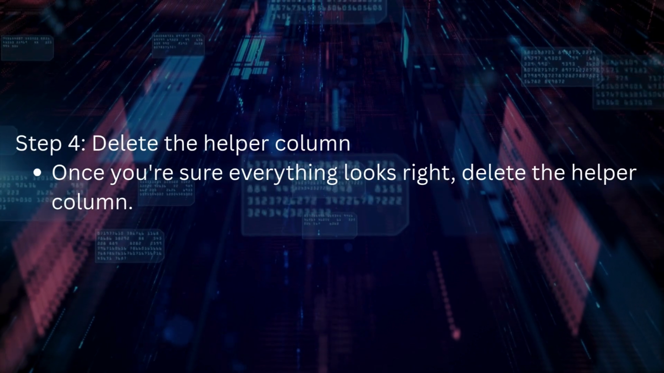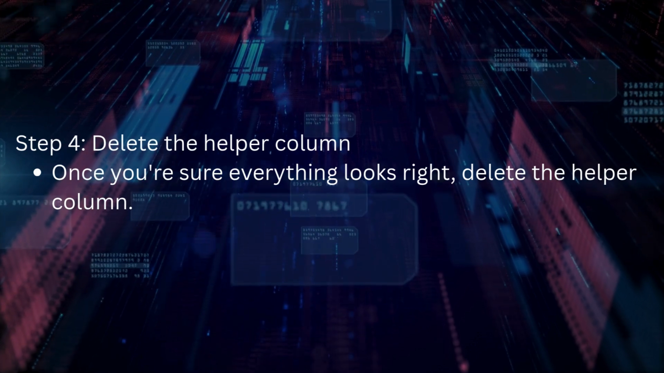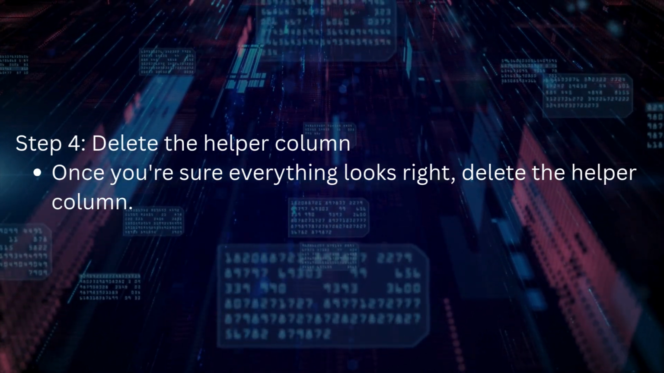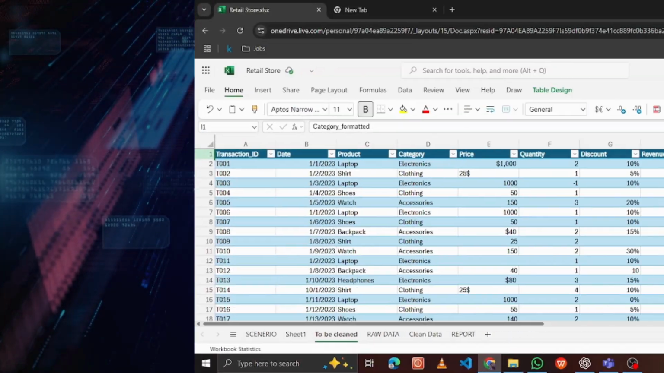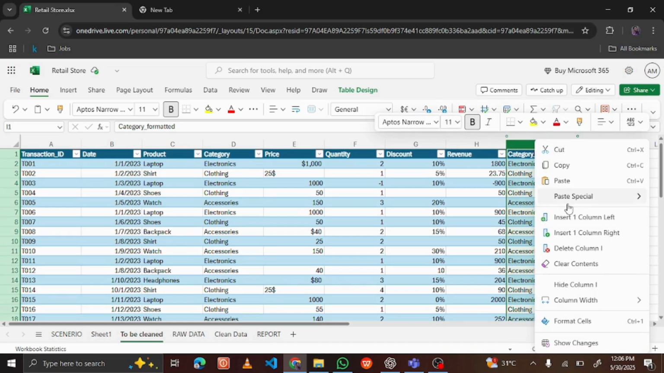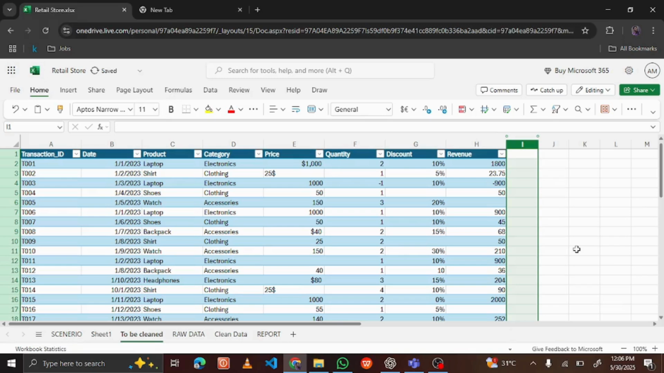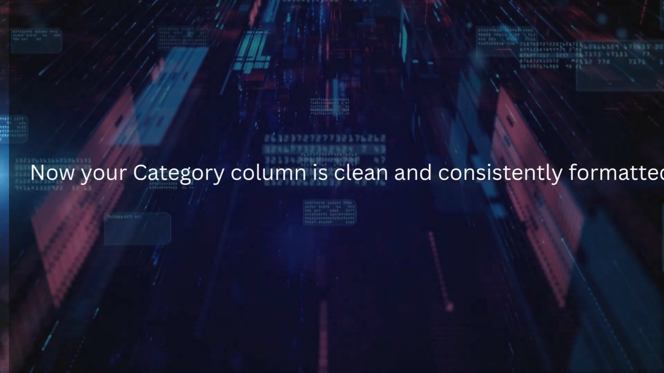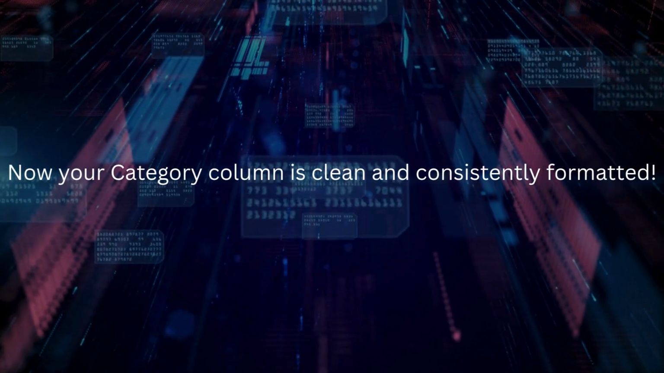Step 4. Delete the helper column. Once you're sure everything looks right, delete the helper column. Now your category column is clean and consistently formatted.